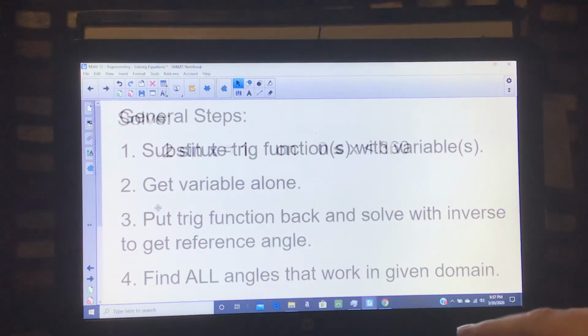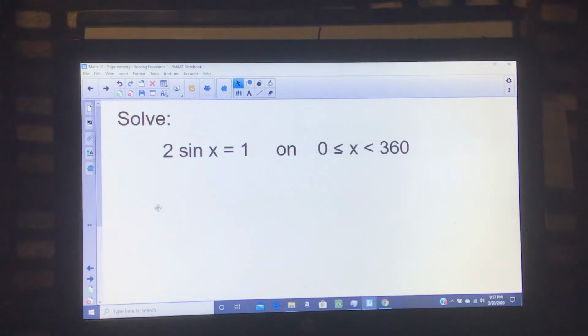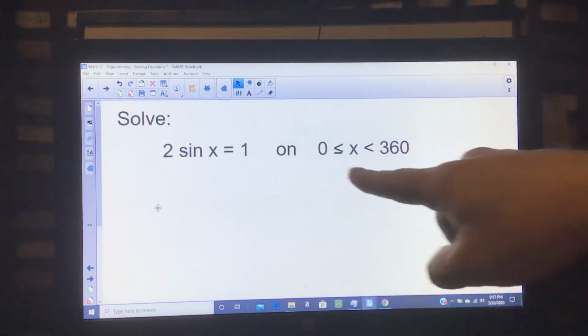So let's look at my first example. How would I actually solve the one from the warm-up? This is probably the simplest they get. All of these have a decent number of steps, even the simple ones. So hang on. I'm going to solve 2 sine x equals 1, and they'll give you a domain.